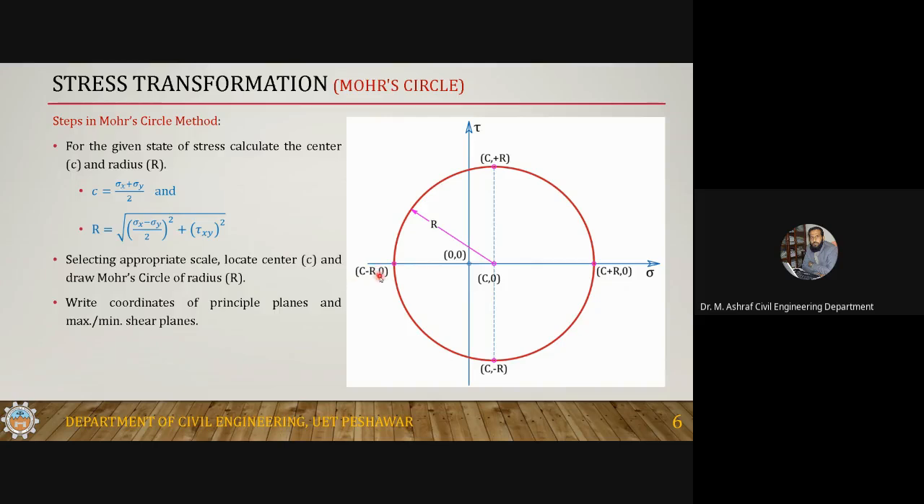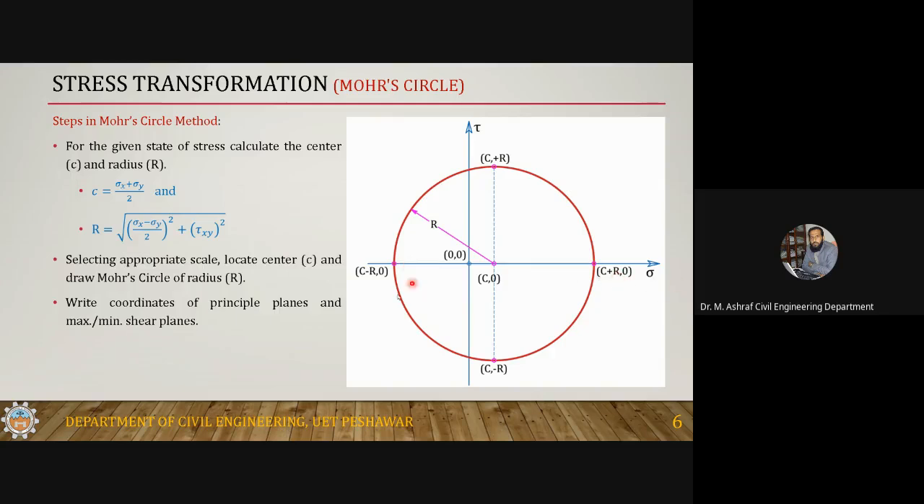So it will automatically control the sign if you are using C minus R. Okay, so C minus R. C can be a positive or a negative value, and R is always a positive number. So the center could be on this negative side also. Again, it is not necessary that it is on the positive side.